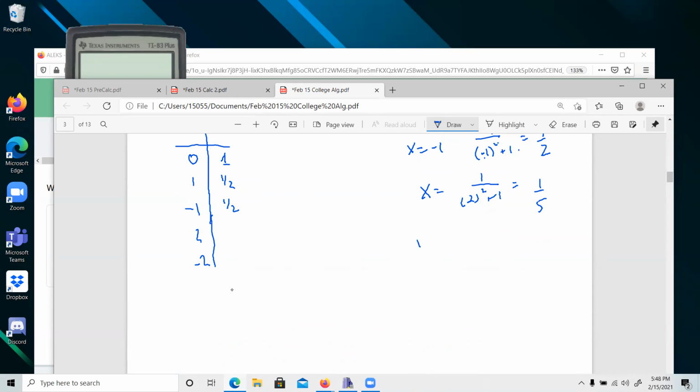X equals negative 2, x equals 2. We have 1 over negative 2 squared plus 1. That's 4 plus 1, which is equal to 5. So these are both a fifth.